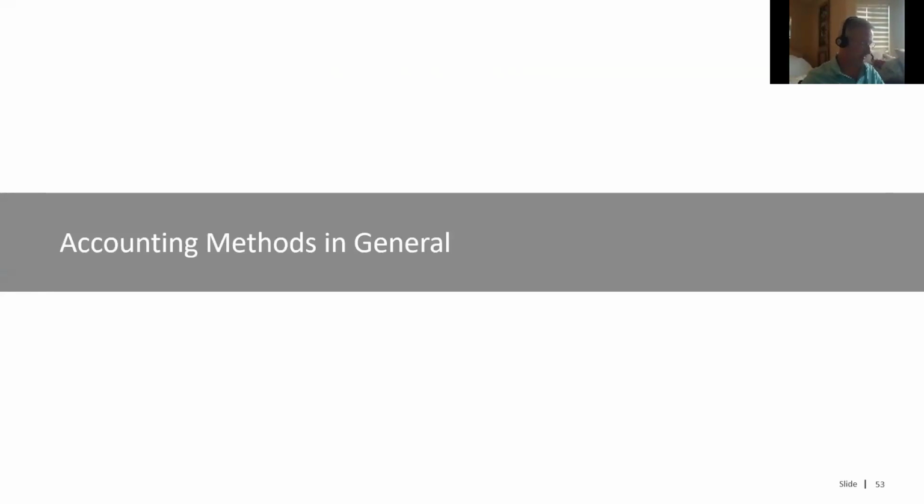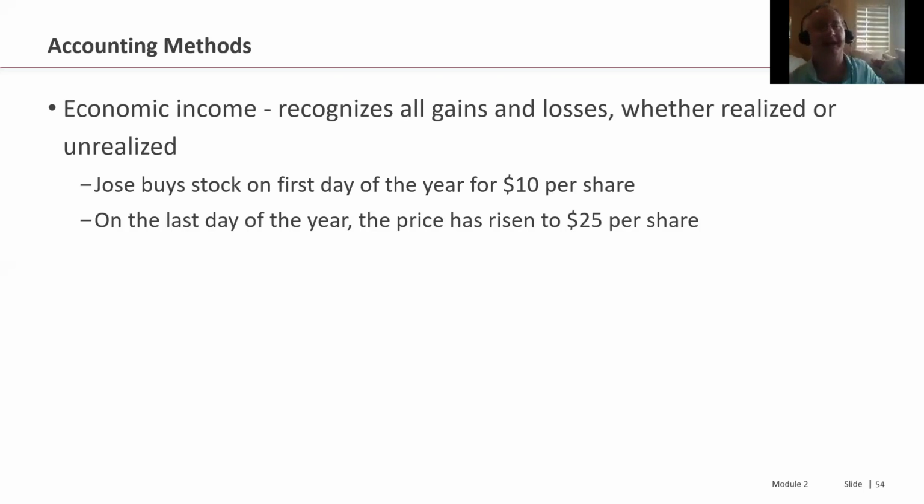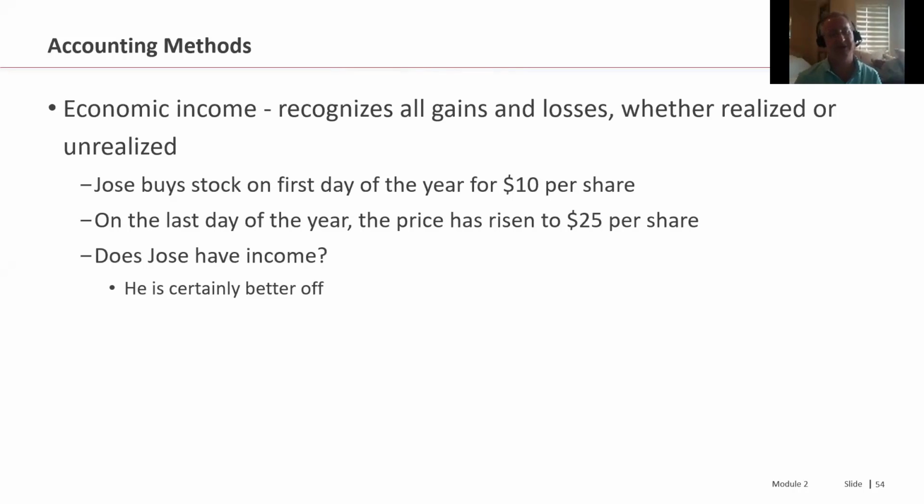Accounting methods. So, economic income. We recognize all gains and losses, whether they're realized or unrealized. So, Jose buys stock on the first day of the year for $10. On the last day of the year, the price has risen to 25. We already know there's been no realization. So does he have income? Oh yeah, he's definitely better off, right? I mean, the shares of stock are going up by $15.